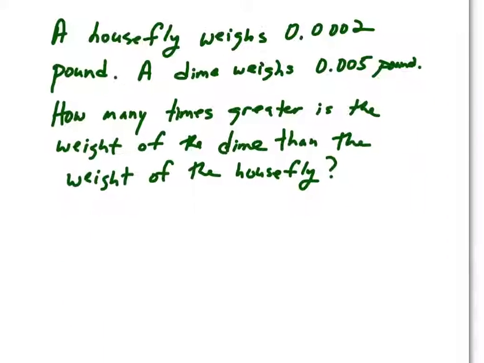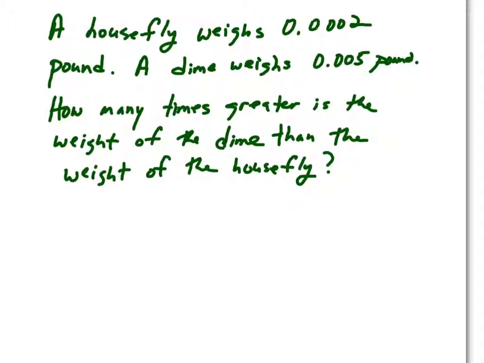So this next problem, you have a housefly that weighs 0.002 pounds, or 2 1,000ths of a pound. A dime weighs 0.005 pounds, or 5 1,000ths of a pound. How many times greater is the weight of the dime than the weight of the housefly?